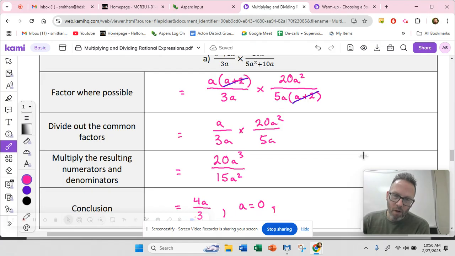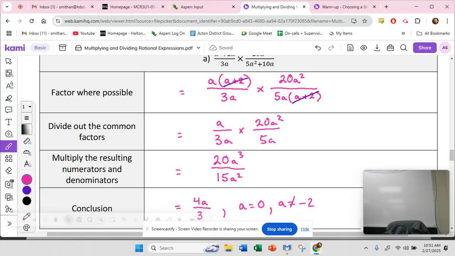Excellent. Also, a can't be equal to -2. I kind of list them one at a time. See here, if a was equal to -2 right here, you'd be dividing by 0. That's bad. So you guys should be in the habit, walk through every step. If dividing by 0, it has to be a restriction.